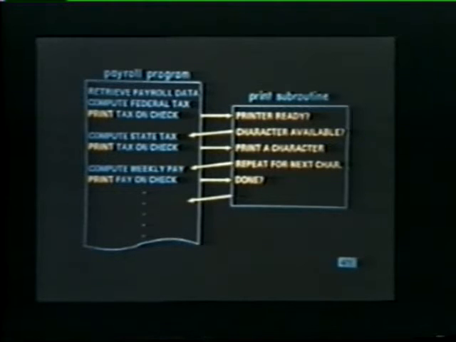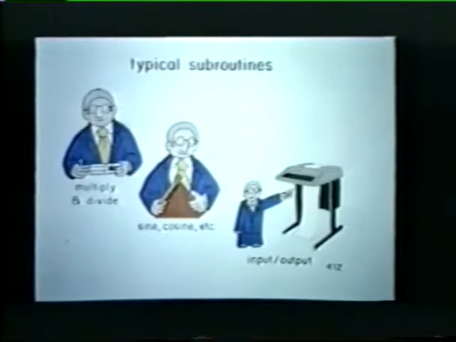Notice that none of these instructions appear in the payroll program itself. Each time the program desires to print out information, it simply requests or calls the print subroutine. Once the information is printed, the subroutine returns control back to the main program. Typical subroutines are used for such functions as multiply and divide, calculating sine, cosine, and other trigonometric functions, and input-output functions, such as the print operation we mentioned before.